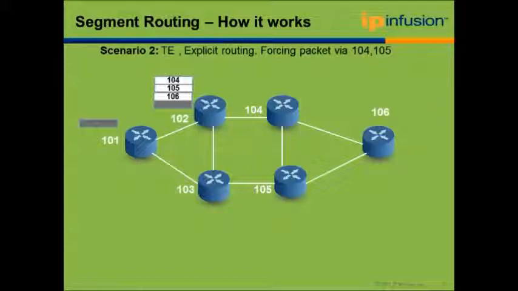In 102, since the top of the label stack is 104, it does a penultimate hop pop for that, and the packet is given to node 104. In 104 again, it looks up that the top of the label stack is 105, so it gives it towards node 105 with the penultimate hop pop. So now only the label 106 remains, and node 105 gives the packet to 106 with the penultimate hop pop again.